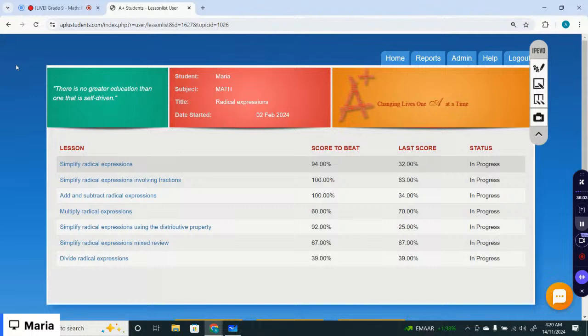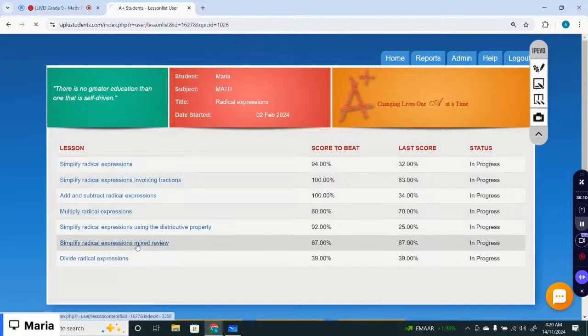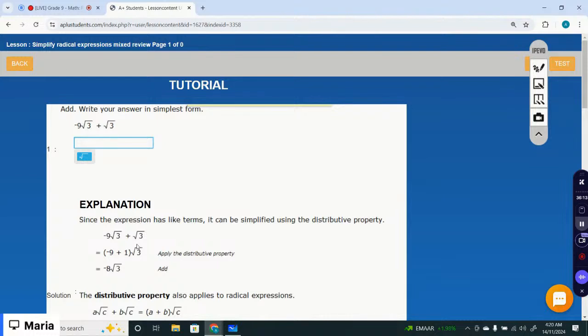The next lesson is simplify radical expressions mixed review. You have to write your answer in simplest form. Negative 9 square root 3 plus square root 3. They both have square root 3, so you can see square root 3 as a like term. You can take square root 3 common, and you are left with negative 9 plus 1. Negative 9 plus 1 makes negative 8 square root 3.